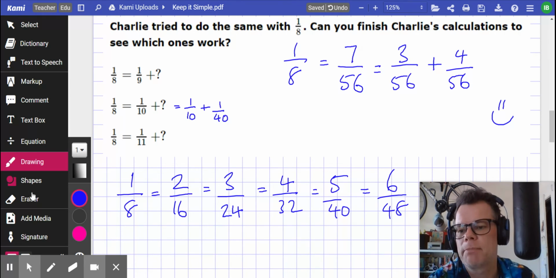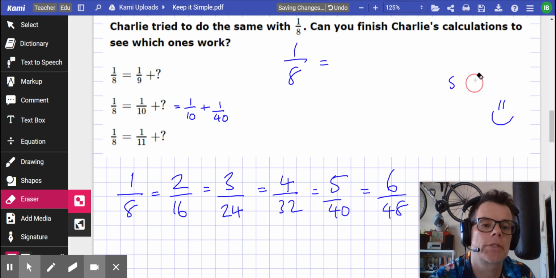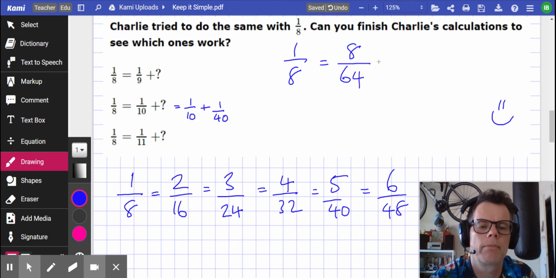Oh well, never mind. Let's keep going. Let's keep that working in place just in case we come back to it and realize we've made a mistake and we could have actually used that. Let's just see where we go. Let's do another one. 1 over 8. Let's do 8 over 1 times 8 is 8. 8 times 8 is 64. What can we do with that? Let's have a look.